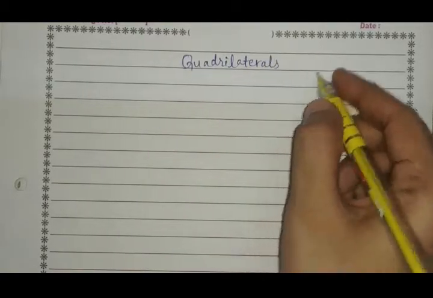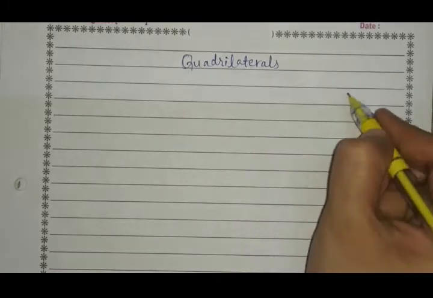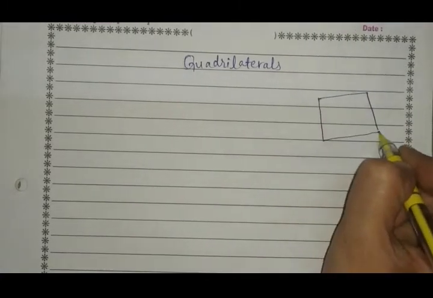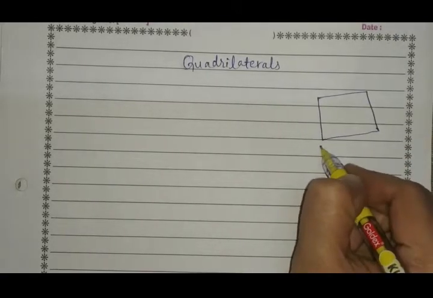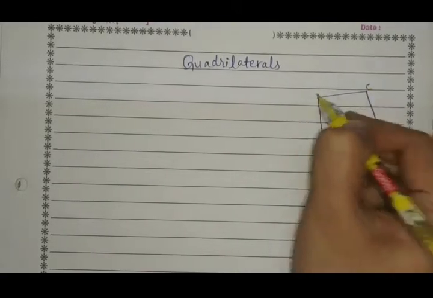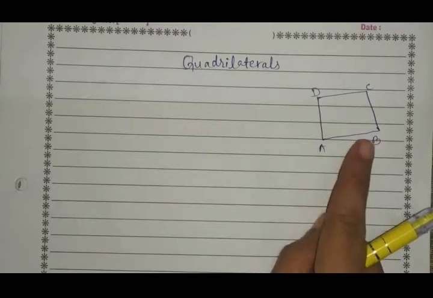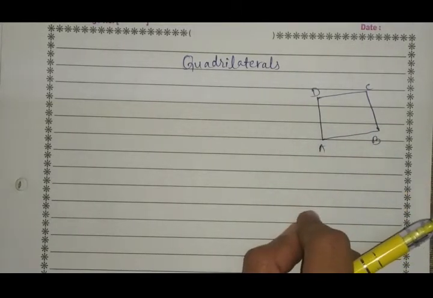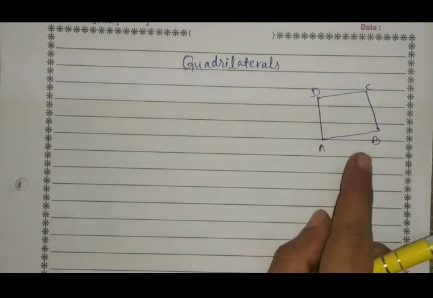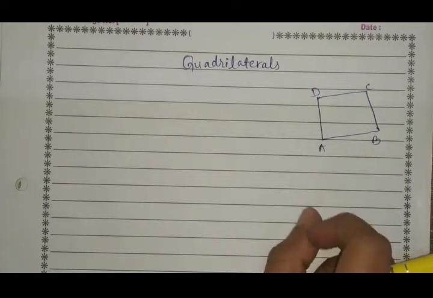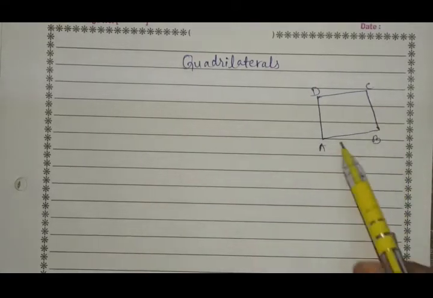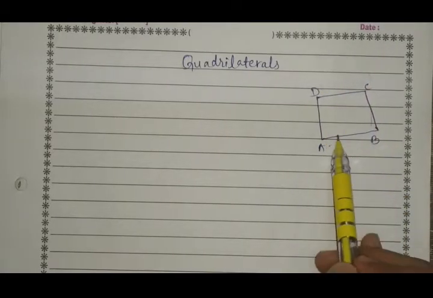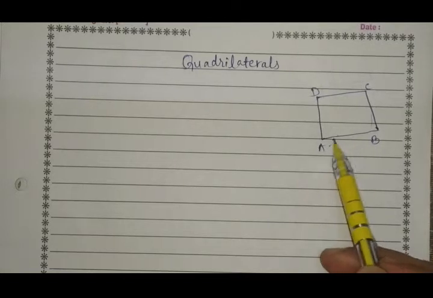So students, we know about the quadrilateral. Consider one figure. Here we are having this figure ABCD, and suppose these ABCD are coplanar points, meaning they are not collinear, and the line segments AB, BC, CD and DA do not intersect except at their end points.